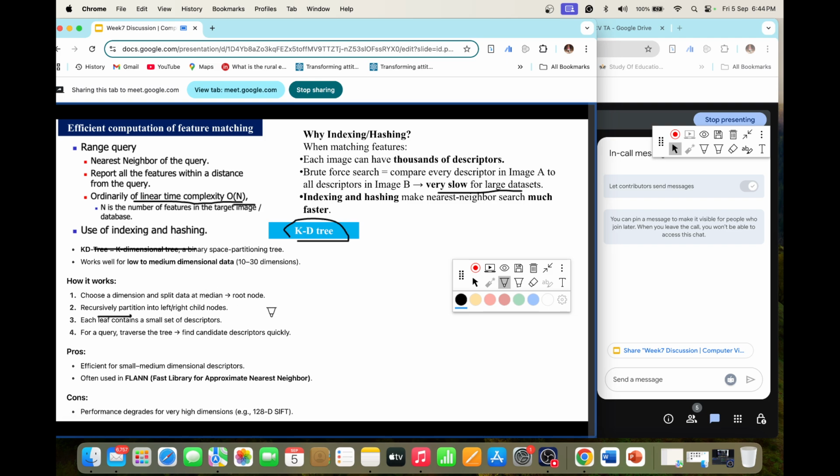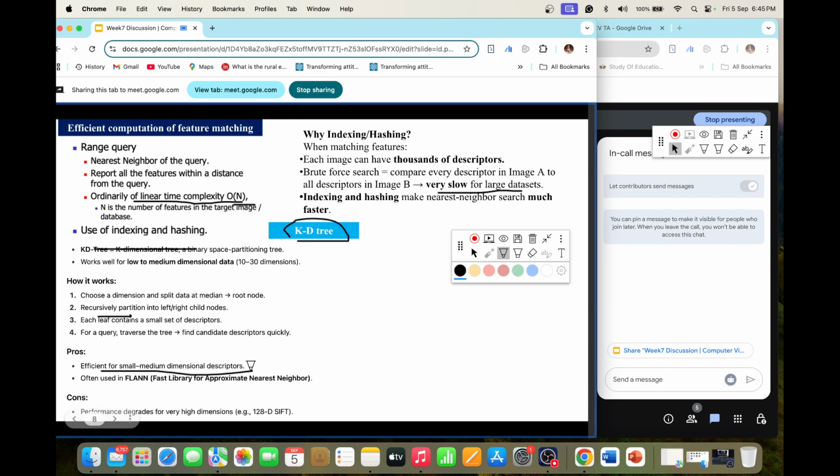Recursively partition into left and right child nodes. Each leaf contains a small set of descriptors. For a query, traverse the tree and find the candidate descriptors quickly. What it does is form a dictionary. Instead of the descriptors being randomly arranged, it forms a dictionary, so it is very easy to search the descriptors, and by that it increases the pace of your operation. Pros: it is efficient for small and medium dimensional descriptors. Cons: it degrades for high dimensional descriptors.